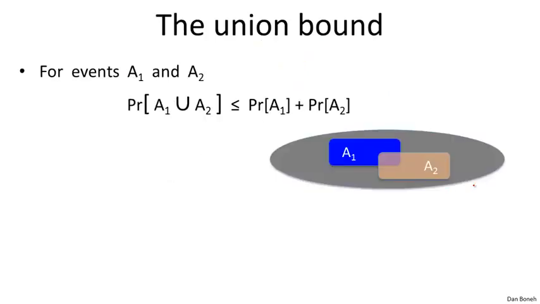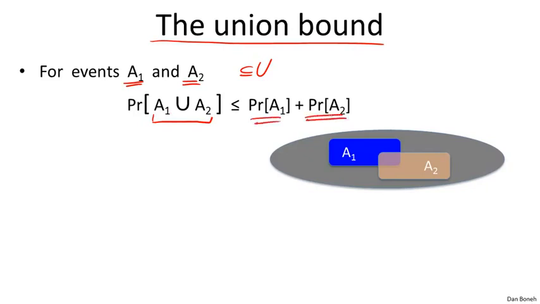So a very simple bound on the probability of events is called the union bound. So imagine we have 2 events, A1 and A2. So these are both subsets of some universe U. And we want to know what is the probability that either A1 occurs or A2 occurs. In other words, what is the probability of the union of these 2 events? This little U here denotes the union of the 2 sets. So the union bound tells us that the probability that either A1 occurs or A2 occurs is less than the sum of the 2 probabilities.